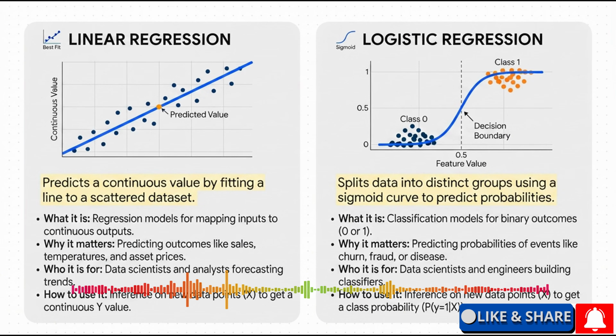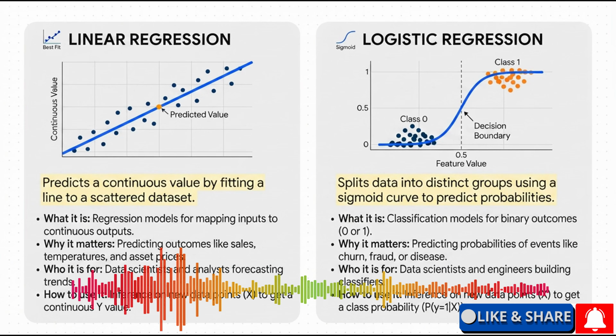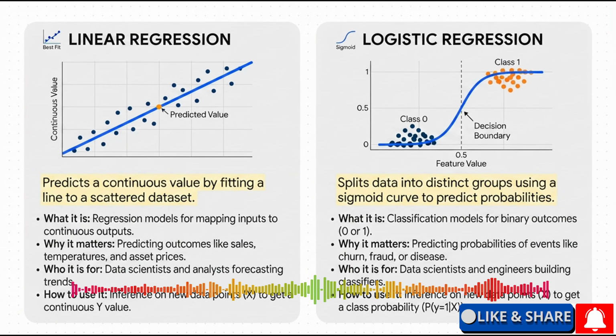Let's look at how this translates to real-world AI by comparing two fundamental concepts. On the left, we have linear regression. This is all about finding a straight line that best fits a dataset to predict a continuous value, like predicting exactly how much money you might lose on a volatile stock.